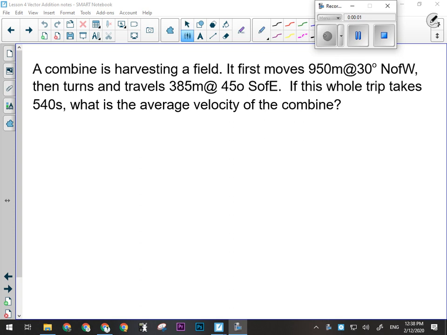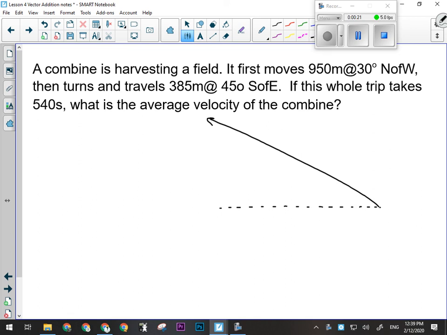All right, so diagram for this question here, guys. Our first vector is 950 meters at 30 degrees north of west. So I'm going to have a line that is west, like so. I'm going to go 30 degrees north of that for 950 meters. So that's 30 degrees, that's 950 meters. This would be y, and this would be x.